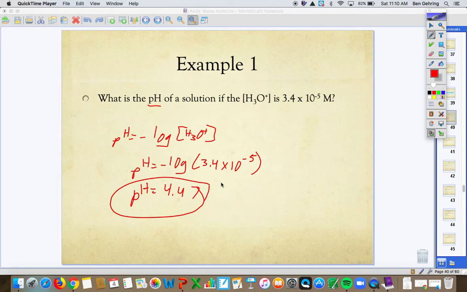And you will notice that if this were 1 times 10 to the minus 5, your pH would have been 5. 1 times 10 to the minus 4, your pH would have been 4. This number is somewhere in between those two. It's more than 1 times 10 to the minus 5 because 3.4 is bigger, but it's not quite 10 to the minus 4. So this number makes sense because it falls in between 4 and 5.